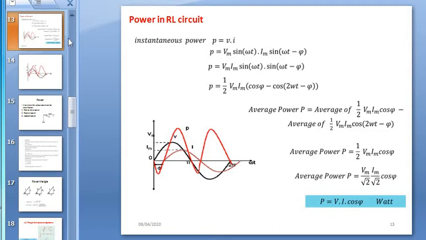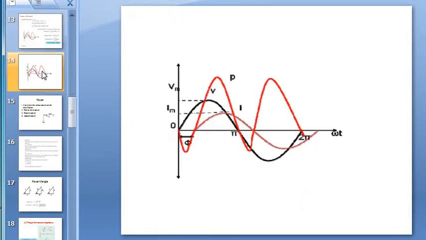Okay, this was about the waveform. When the instantaneous power is asked in examination, it is expected to draw these waveforms as well. Okay, do remember.